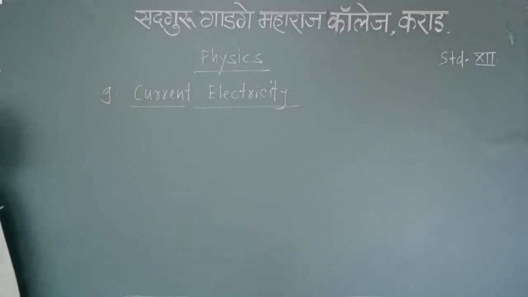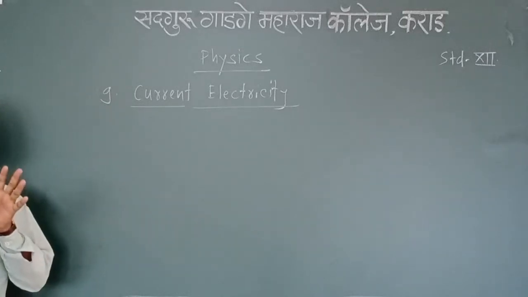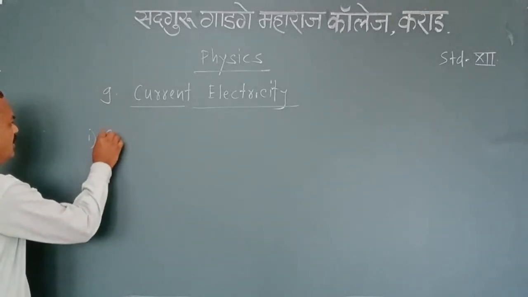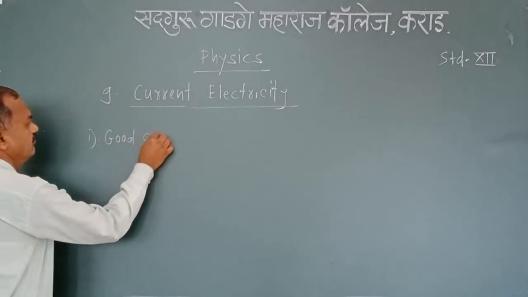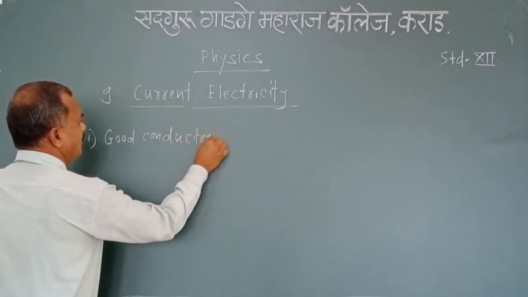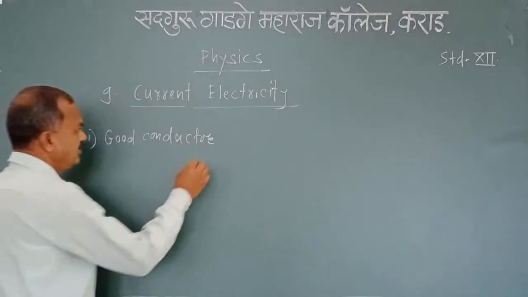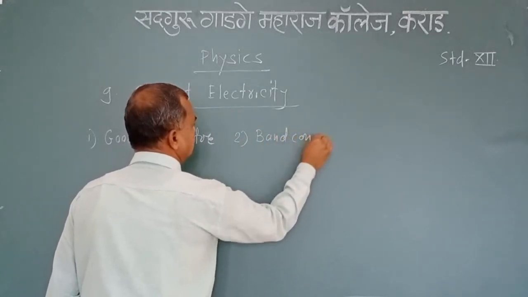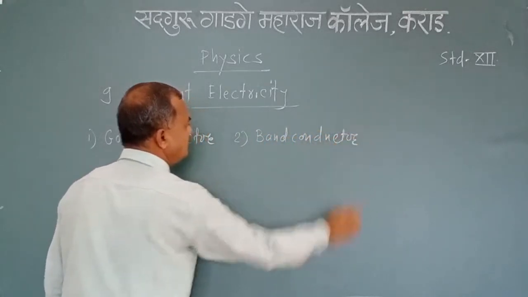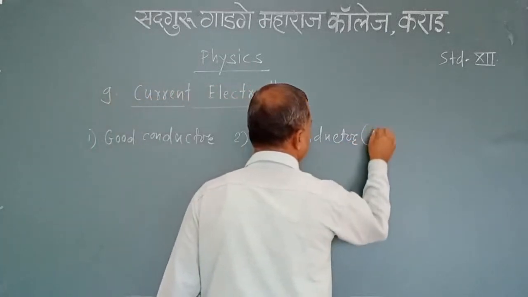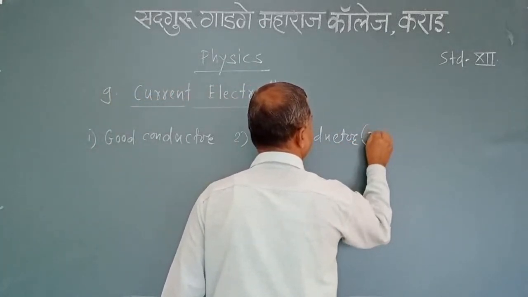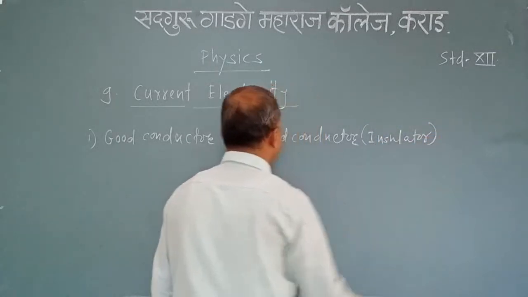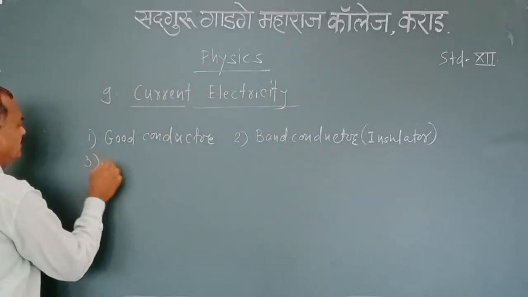We know that there are three types of electric conductors. One, good conductor: all metals are good conductors. Second, bad conductor, sometimes called an insulator. And third, called a semiconductor.